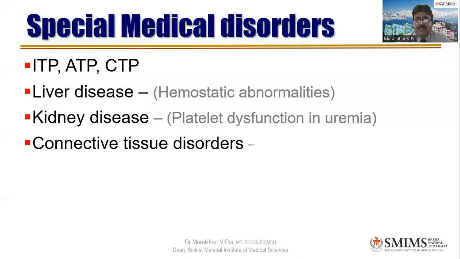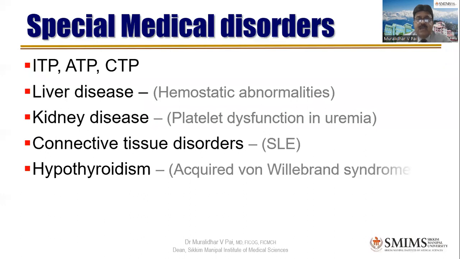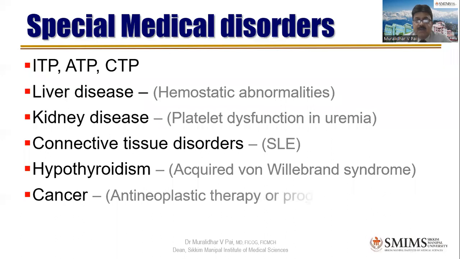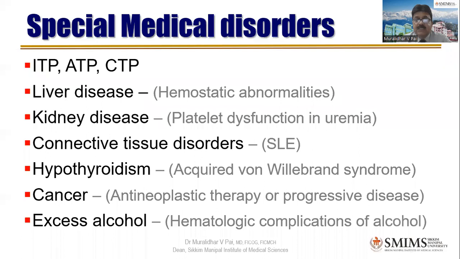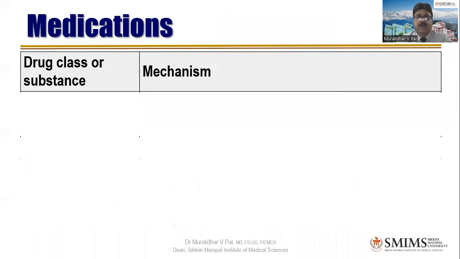Connective tissue disorders, again, SLE. Hypothyroidism, because there can be acquired von Willebrand syndrome in such people. Cancer, because anti-neoplastic therapy or progressive disease both can give rise to thrombocytopenia. Excess of alcohol, because hematologic complications are seen in those who take alcohol.